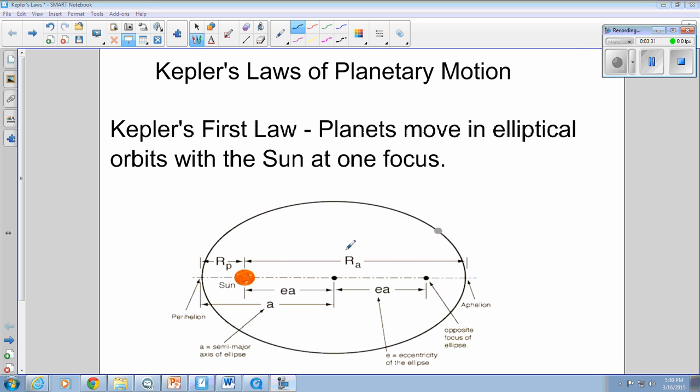The other thing is that the point closest to the sun is called the perihelion, and over here, the opposite end of the ellipse, is what we call the aphelion. Perihelion is next to the sun. Aphelion is away from the sun. So, elliptical orbit, big part of Kepler's laws of planetary motion. It's the first law.